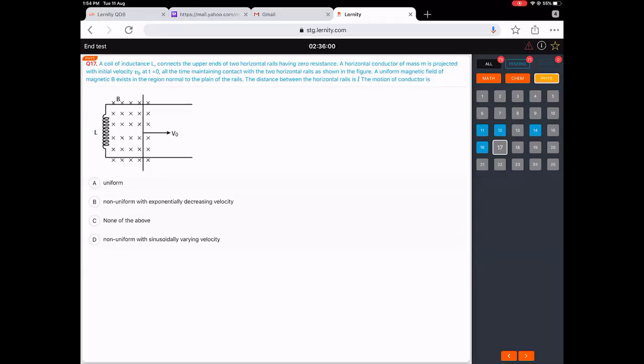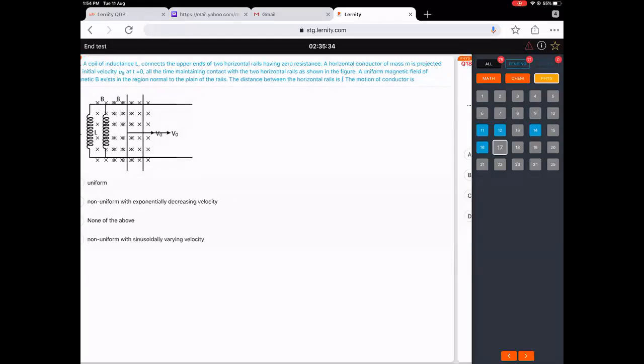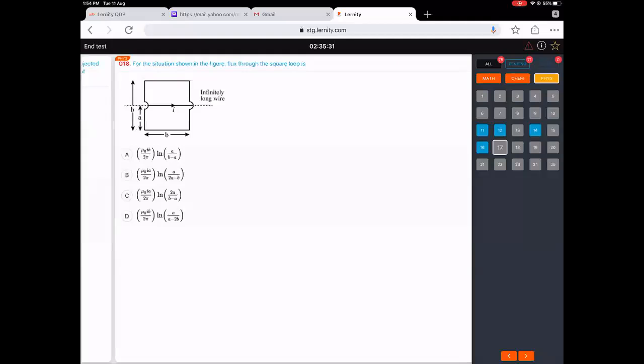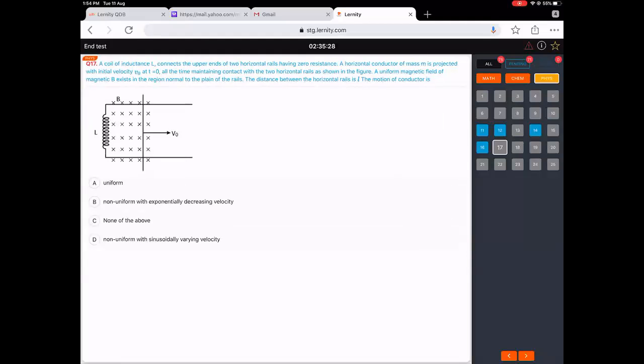The motion of the conductor is non-uniform with sinusoidally varying velocity, none of these. So basically we have to understand that as the conductor moves to the right, there will be Lenz's law. They are not talking about any resistance. That's a problem. Having zero resistance, horizontal rails, a uniform magnetic field exists. So you see there is going to be an EMF between the two ends. Because of that EMF between the two ends, the inductor will get charged. Okay, but there is no resistance.